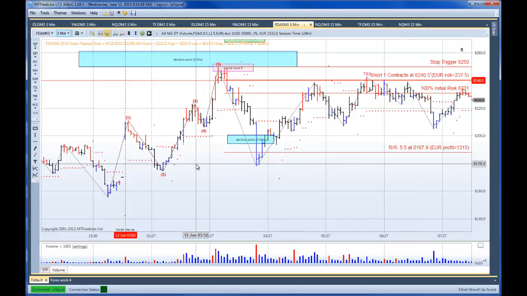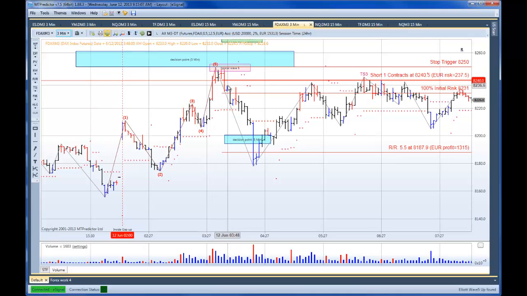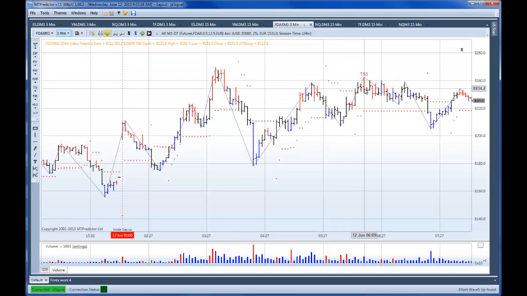So this is why I wanted to do this video, to show you that not only is there far more to MTPredictor than just our automatic setups, but we have some very advanced tools in the software that will allow you to nail some turns very nicely indeed, and as such generate some very good profitable trades above and beyond just the automatic trade setups.